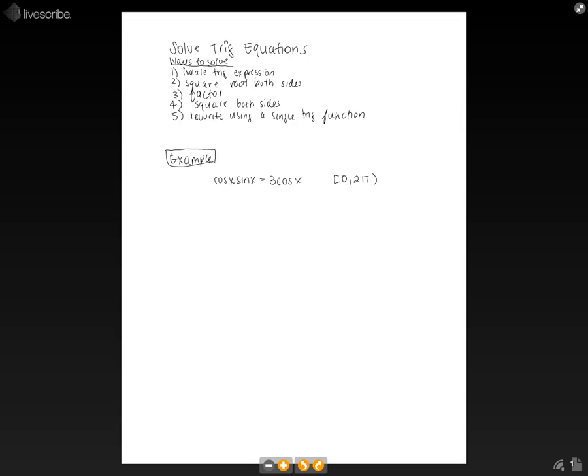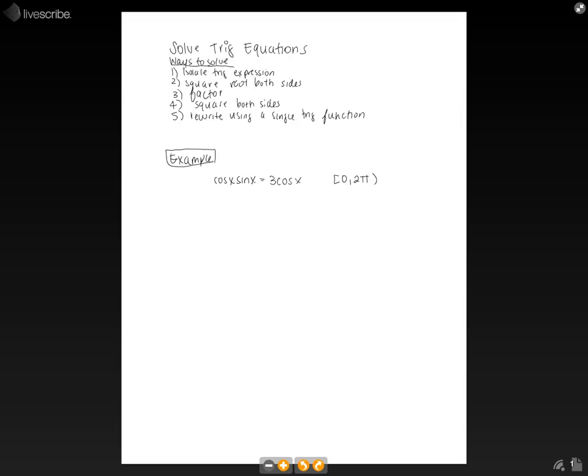This says cosine x times sine x is equal to 3 cosine x. When I look at this, I can see that it's going to be really hard to get it in terms of just sine or cosine, because I can't think of anything to do with the cosine x sine x to get it to be just sines or cosines. I can see that both of our terms, though, on either side have a cosine x in common. So maybe I can factor.